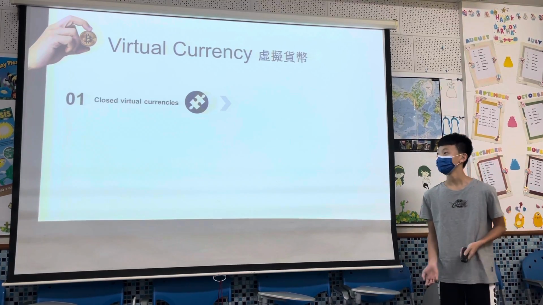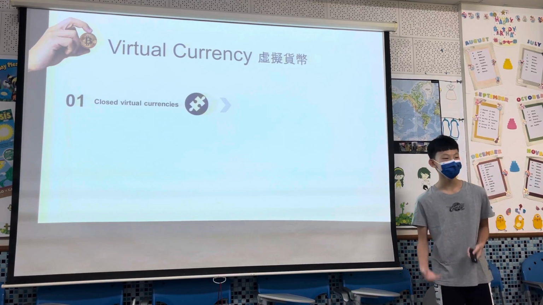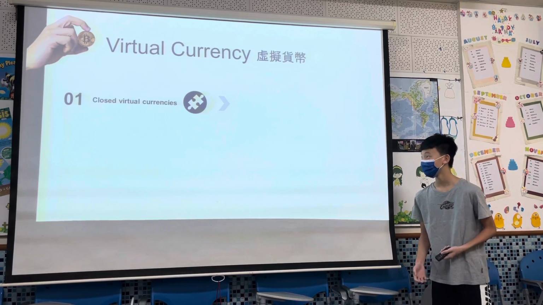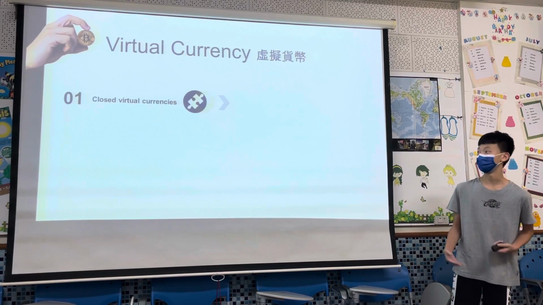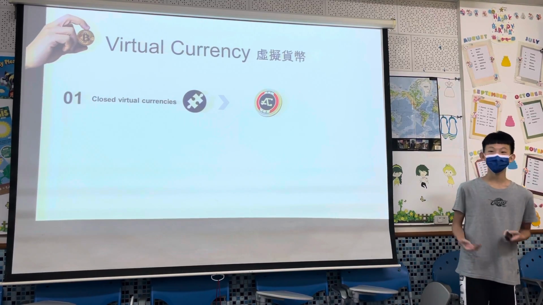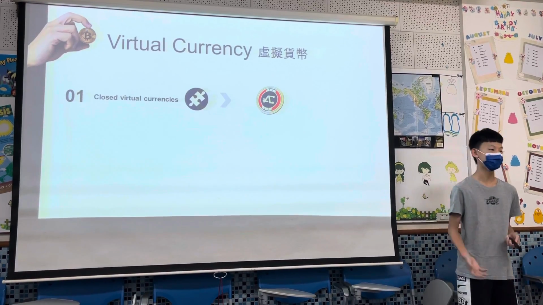The first one is closed virtual currencies. This is a kind of non-physical currencies which can only be used in a closed virtual environment, mostly online games. For example, the Apex points in the game Apex Legends. You can complete missions and get Apex points and use it to purchase some gears.